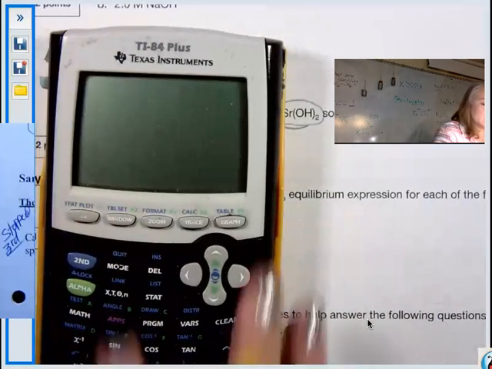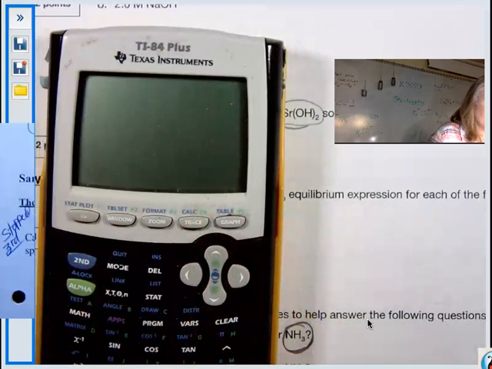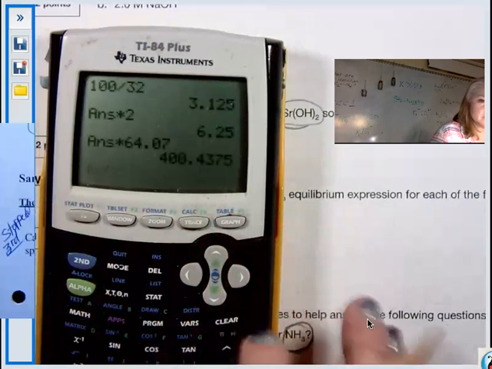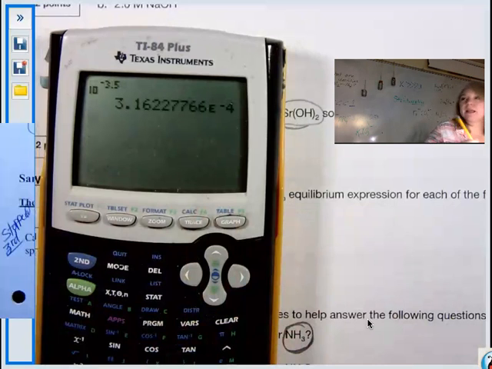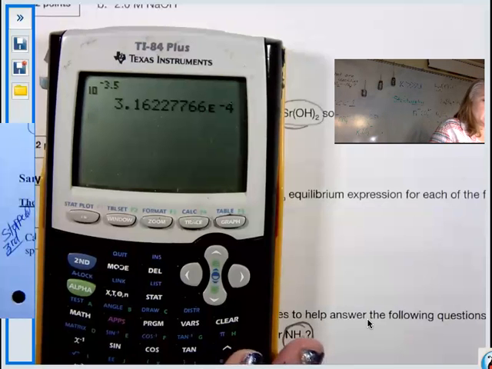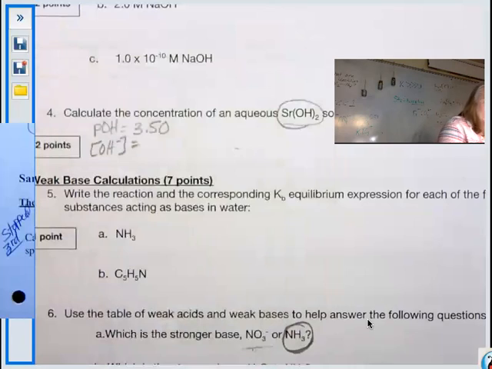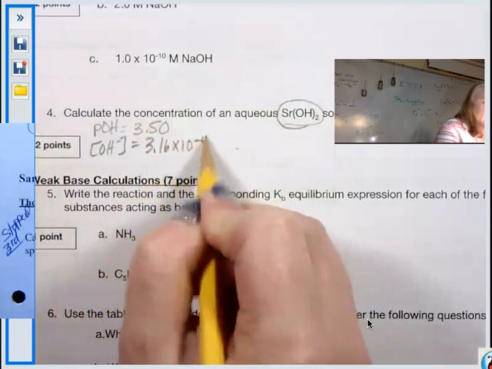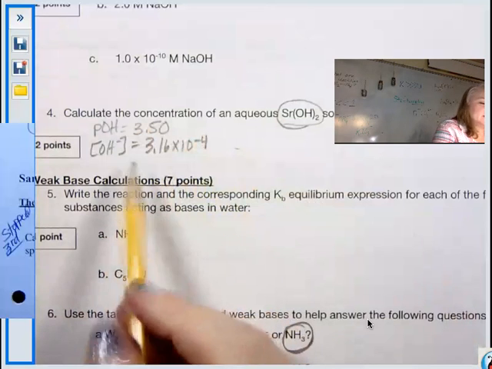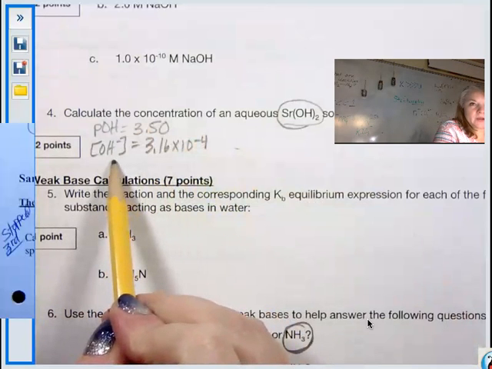So second log, and then we have to make sure we put in a negative 3.5. Second log. Okay, so that'll give you 3.16 times 10 to the negative 4th. Okay, now that's the concentration of OH minus, right?